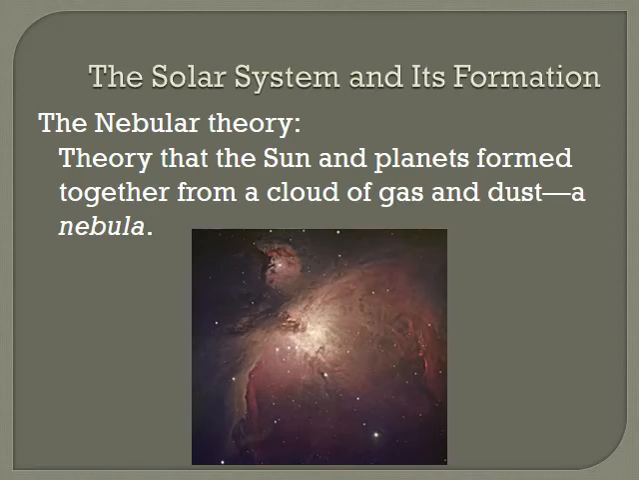So the nebular theory, as described on the slide here, is an explanation for how the solar system came to be. The nebular theory says there was a cloud of gas and dust that collapsed and formed the objects we see now in our solar system: the sun, the planets, the asteroids, the comets, all that kind of stuff. Now, how do we know? How was that theory constructed? And how much confidence can we have in that theory?